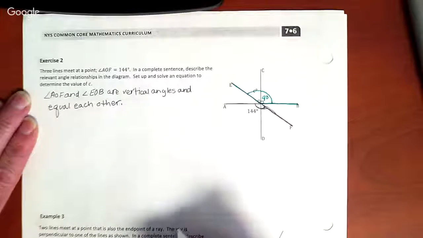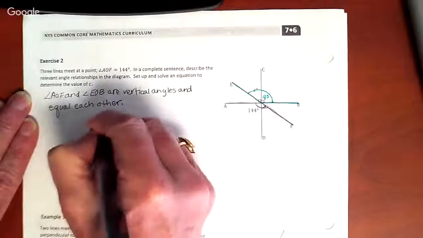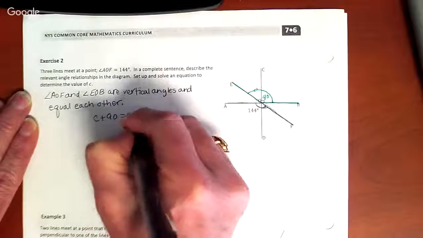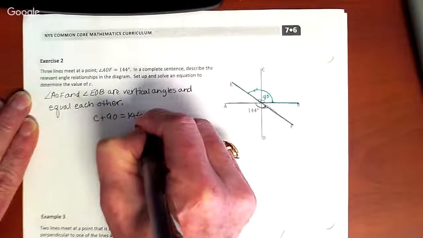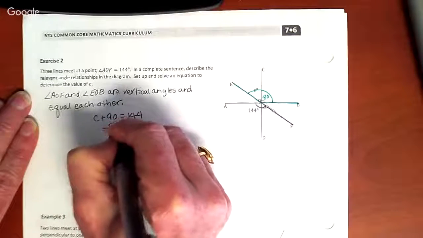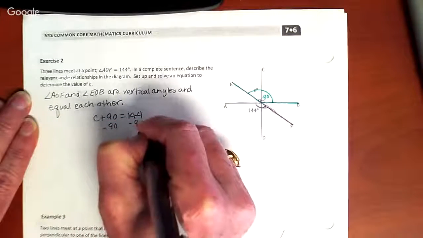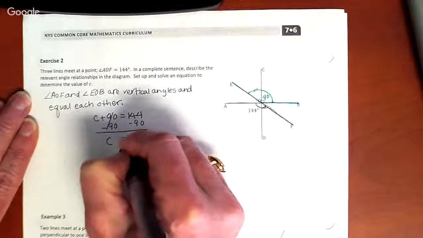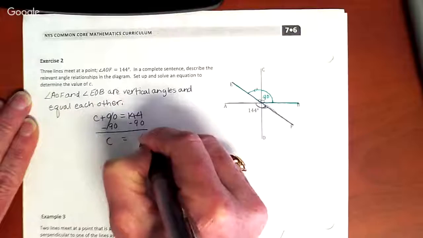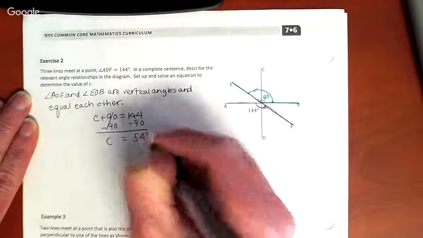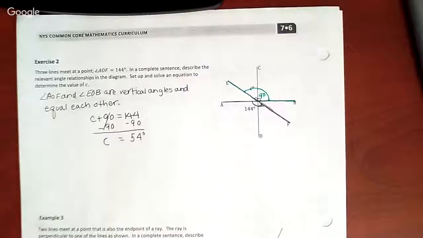So now to find the value of C, we have C plus 90 degrees equals 144. So now if I subtract 90 from both sides, I have C equaling 54 degrees. And that ends our lesson.